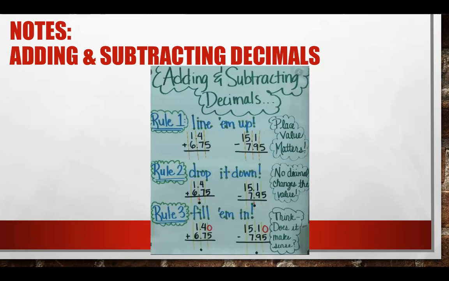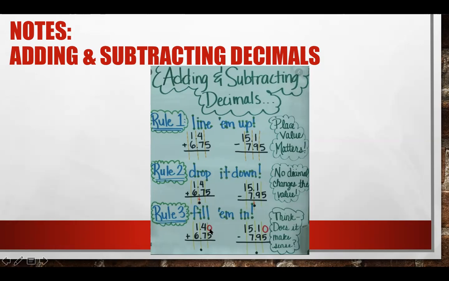So if you didn't write the last anchor chart, feel free to write this one down. It's the same concept. When adding or subtracting decimals, the first rule is to line them up. Place value matters. The second rule is to drop it down. No decimal changes the value. And rule 3, fill them in. Think, does it make sense? So as you can see here, these decimals are lined up. So if we line them up correctly, we will start adding as if we normally would.